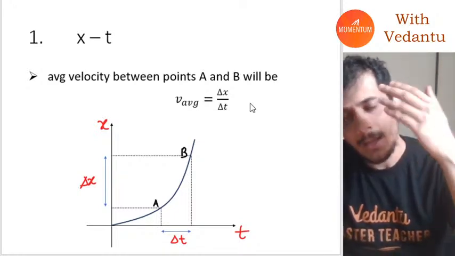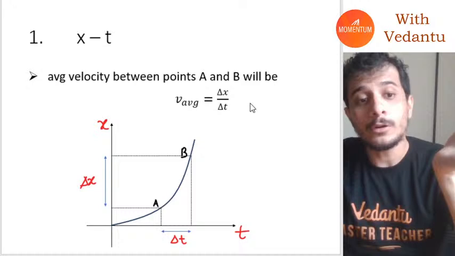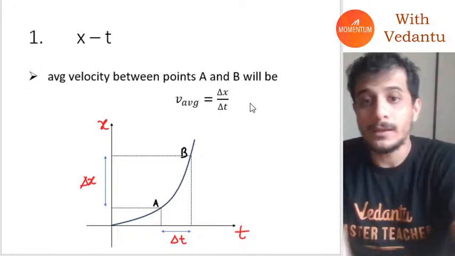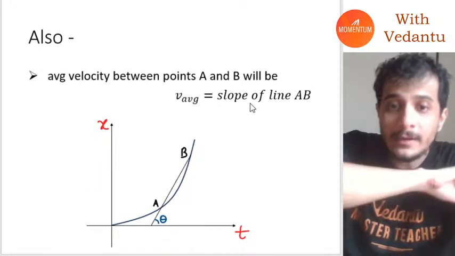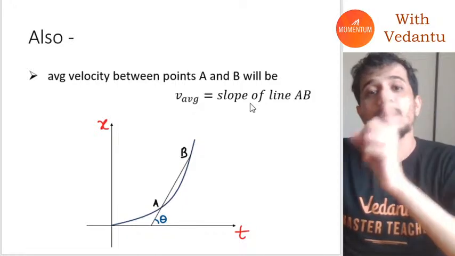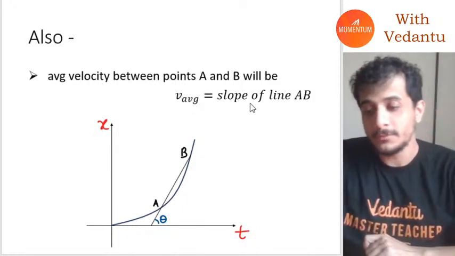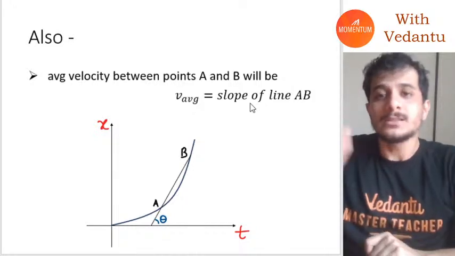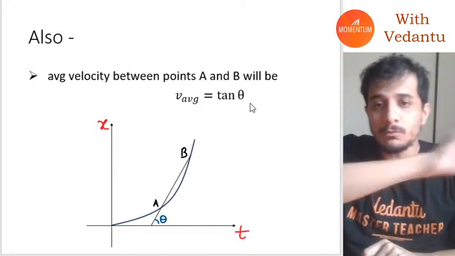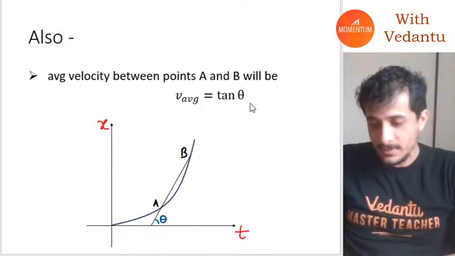If I ask you average velocity and let's say delta x and delta t are not given, then there are other ways in which you can calculate. If I join the line from A to B, then the average velocity between A and B will also be the slope of the line AB, which in this case will be equal to tan theta.